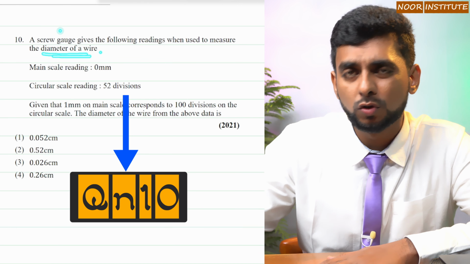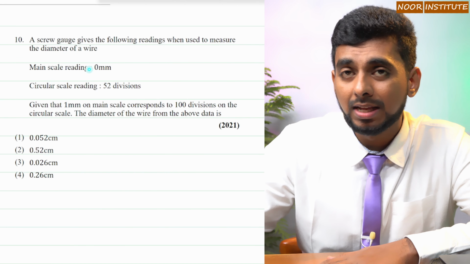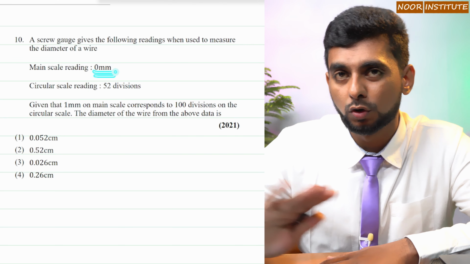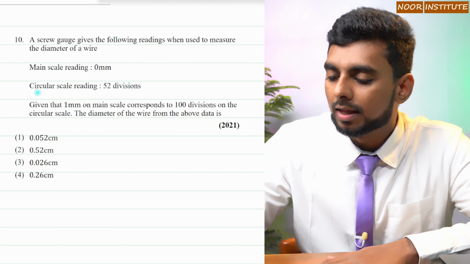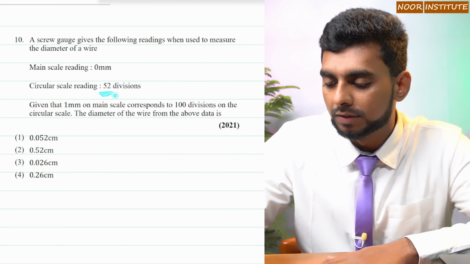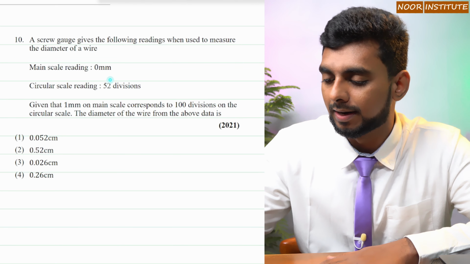Next sum is, a screw gauge gives the following reading when used to measure the diameter of a wire. They have given us the reading here. Main scale reading is 0 millimeter, so you don't have any main scale reading out of it. And then circular scale reading is 52 divisions, so they have given you the circular scale coincidence. If I multiply it with the least count, I'll get the circular scale reading.